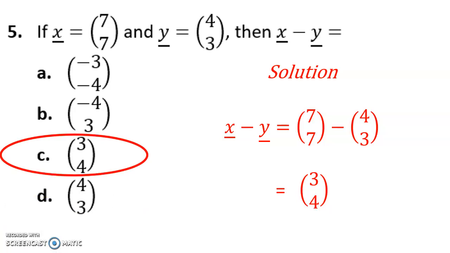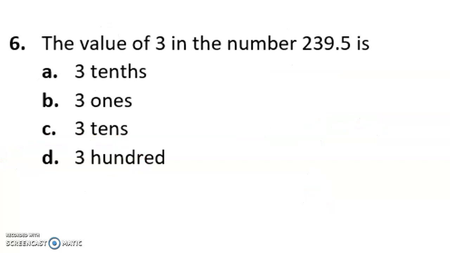Alright, good. Moving on, the value of 3 in the number 239.5 is, or you could say 239.5 is. So what we're going to do is look at the position of each digit. This is in the hundreds, this is in the tens, this is in the ones. They're asking about the 3, so the 3 is in the tens. Alright, so the answer would be C.